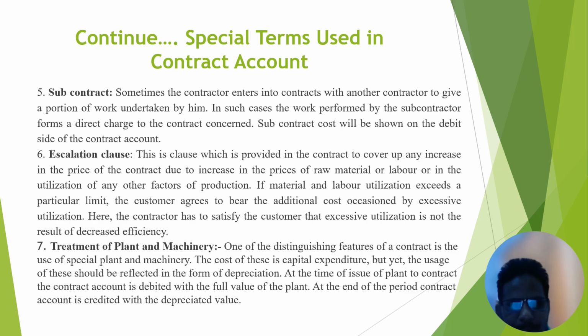Now the next, treatment regarding plant and machinery. When we prepare the contract account, in the debit side we mention the whole amount of plant and machinery, and in the credit side here we mention the plant and machinery remaining amount after deducting depreciation. This is the treatment we apply in contract costing. Now this is all about the special terms regarding contract account.